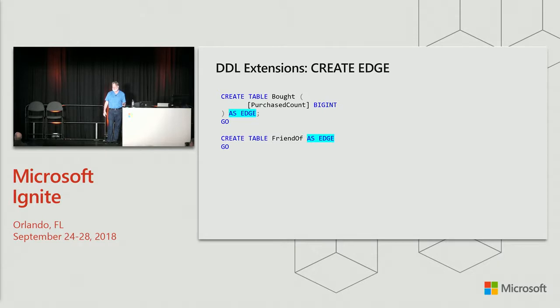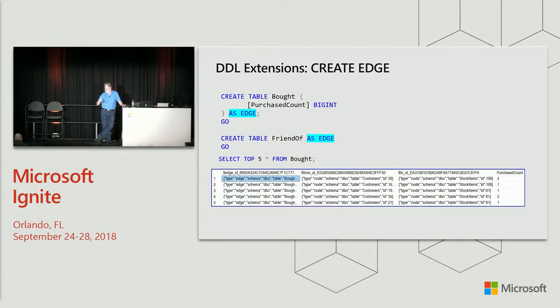Create edge is very similar. Create table bot. So bot has an attribute, purchase count. You don't have to have attributes there, but you can have whatever attributes you want on an edge. An edge table, again, has a $edge ID, which has the same sort of format, but it will also have 2 other columns, which are $from ID and $to ID. And those show you which nodes it's connecting.